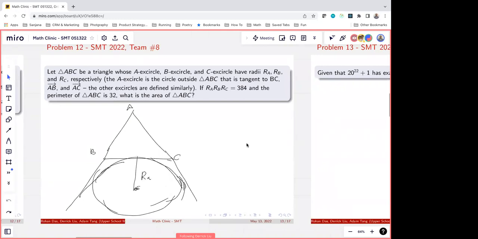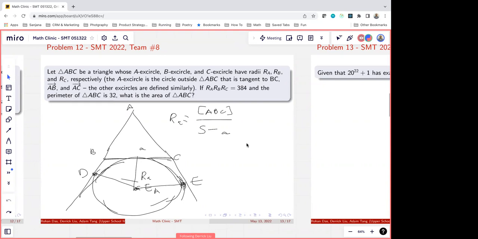So the key realization for this problem is that we can write the radius of the x circle as the area of the triangle ABC divided by the semi-perimeter minus the length of the side it's facing, which we can call A. And we can see this by looking at the areas. So if we call this point D and this point E, we know that this is equal to this, and then we know that this is equal to this.